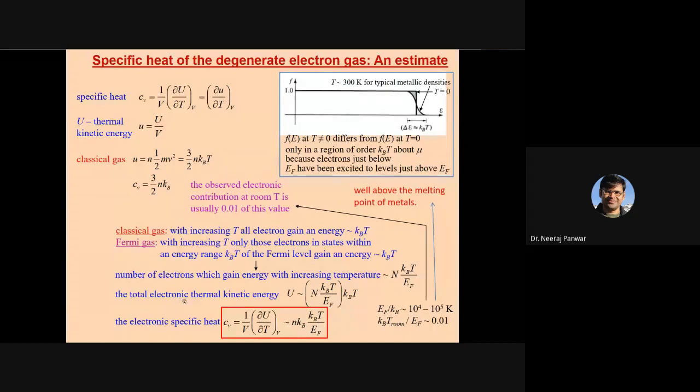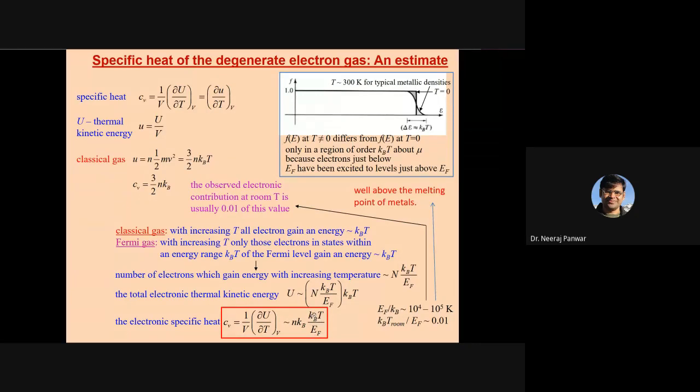So the total electronic thermal energy would be the fraction of electrons times how much energy they absorb. We get this expression, and if we divide it by volume and differentiate with respect to temperature, we get the electronic specific heat, or the specific heat per electron. That would come out to be N kB into kBT divided by epsilon F.